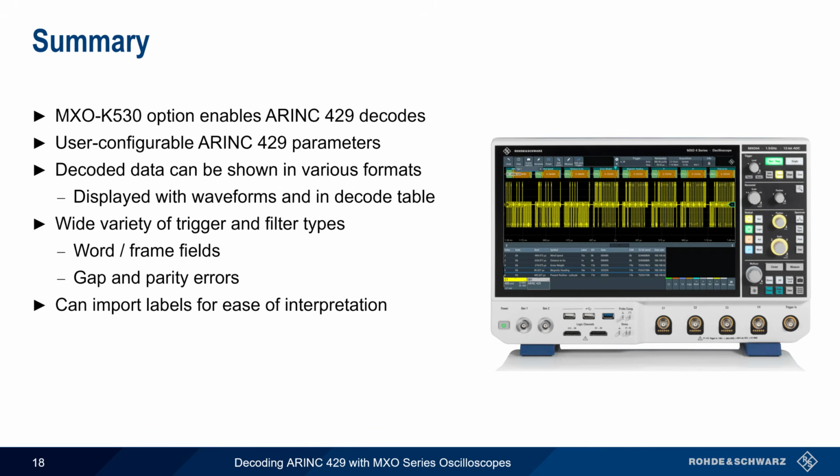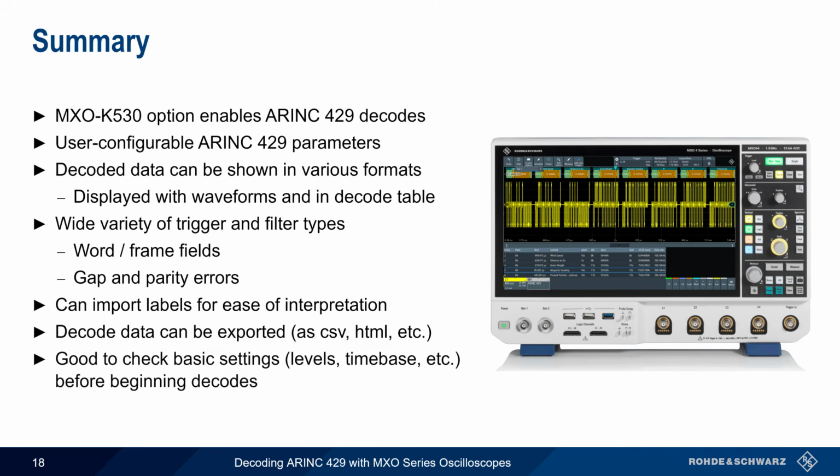A label file can be imported to show more human-friendly labels. Decoded serial data can also be exported as CSV, HTML, and a number of other formats. And finally, remember that it's a good idea to check basic oscilloscope settings, such as levels, thresholds, time base, etc., before beginning decodes. This concludes our presentation, Decoding ARINC 429 with MXO series oscilloscopes.